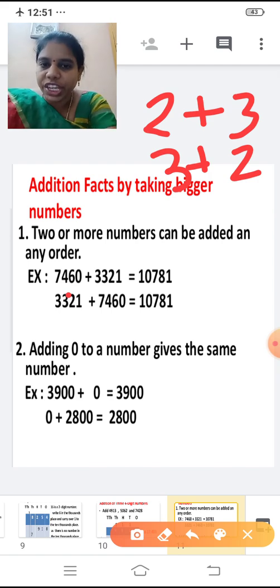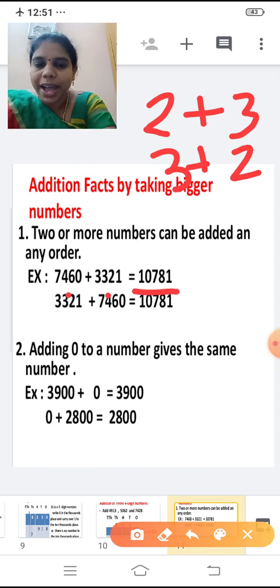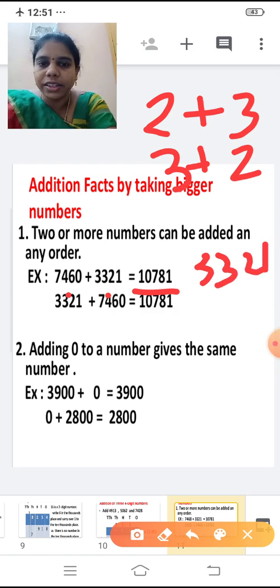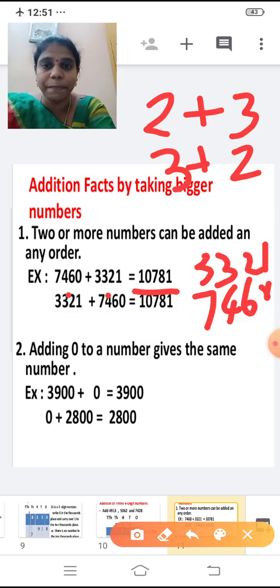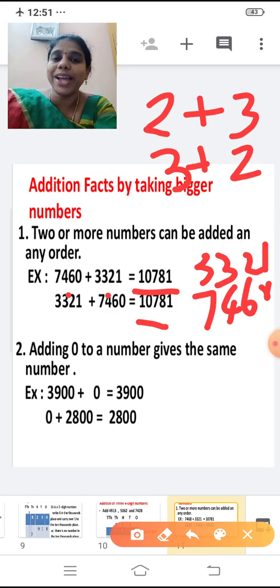7,460 plus 3,321, if you add, the answer is 10,781. In the same way, I am adding 3,321 and 7,460, the answer will be the same. The answer is 10,781. If you add 2 numbers in any order, the answer will be the same.